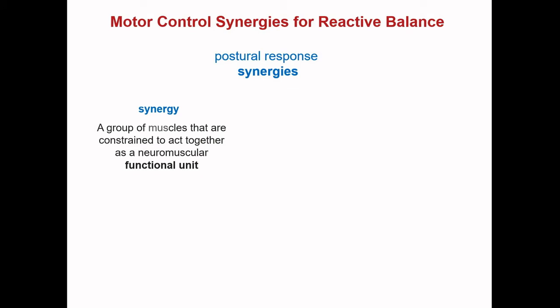On the previous slide, we used the term synergies. In motor control, a synergy is a technical term. A synergy is a group of muscles that are constrained to act together as a functional unit. The concept of synergy is an important one. Fundamentally, a synergy acts to organize the many muscles of the body into functional subunits. This organization simplifies the demands placed on the central nervous system that would otherwise have to individually control each muscle.